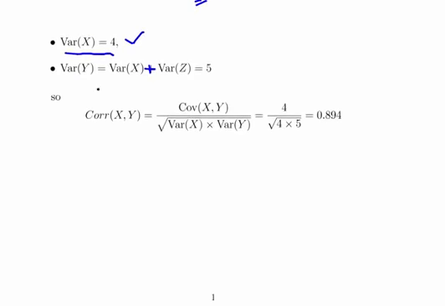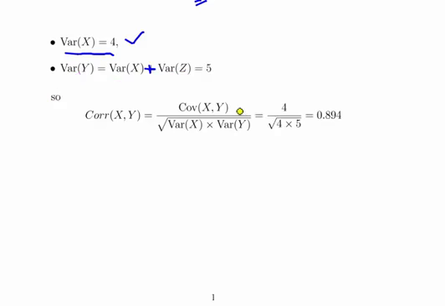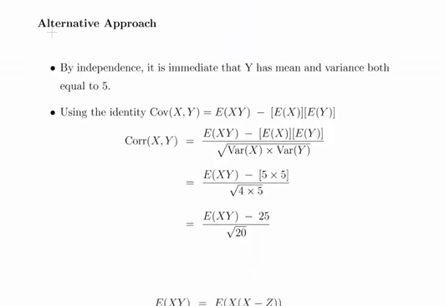So we piece it all into this formula here. The correlation of x and y is, this is a standard identity here, and we're going to use the values that we've determined. The covariance is 4, the variance of x is 4, the variance of y is 5. The square root of the variance of x times the variance of y is the square root of 4 times 5, square root of 20. So 4 divided by the square root of 20 should give us 0.894. That's grand.